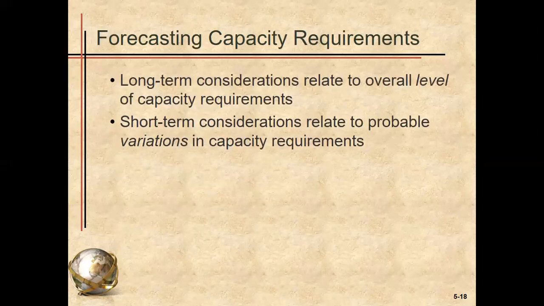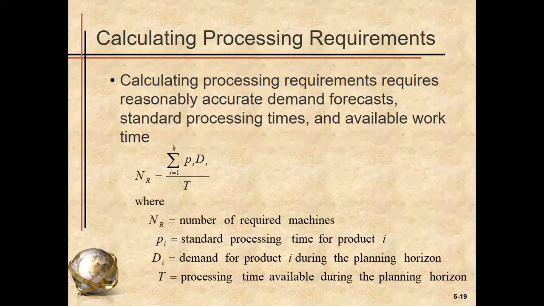Forecast capacity requirement. It consists of long-term and short-term considerations. Long-term considerations relate to the overall level of capacity requirement. For short-term, the considerations relate to the probable variation of the capacity requirement. And then the calculation of processing requirements: the number of required machines can be calculated as the sum of the standard processing time multiplied by demand, over the time available during the planning horizon.